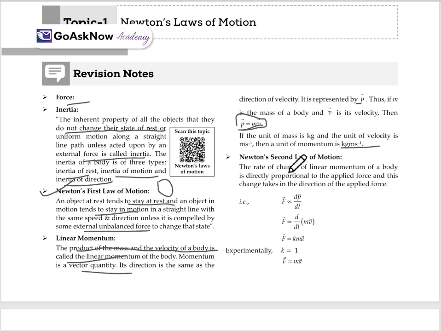Now, Newton's second law of motion. The rate of change of linear momentum of a body is directly proportional to the applied force, and this change takes place in the direction of the applied force. We can say F is directly proportional to dp upon dt, where dp means the change of linear momentum with respect to time. Then, putting the value of p, F equals kma. When k equals 1, as experimentally proved, F equals ma. This is the mathematical expression for Newton's second law of motion.